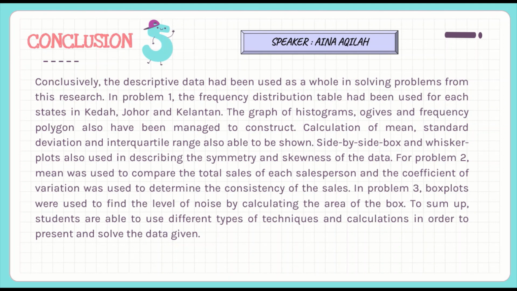For problem 2, the mean was used to compare the total sales of each salesperson, and the coefficient of variation was used to determine the consistency of the sales. In problem 3, box plots were used to find the level of noise by calculating the area of the box. To sum up, students are able to use different types of techniques and calculations in order to present and solve the data given.